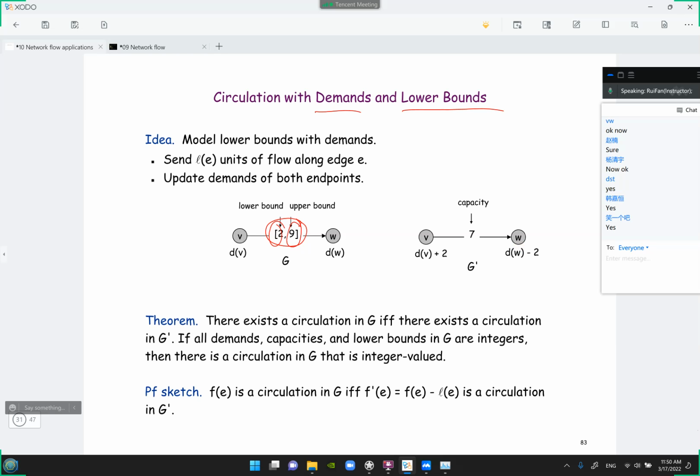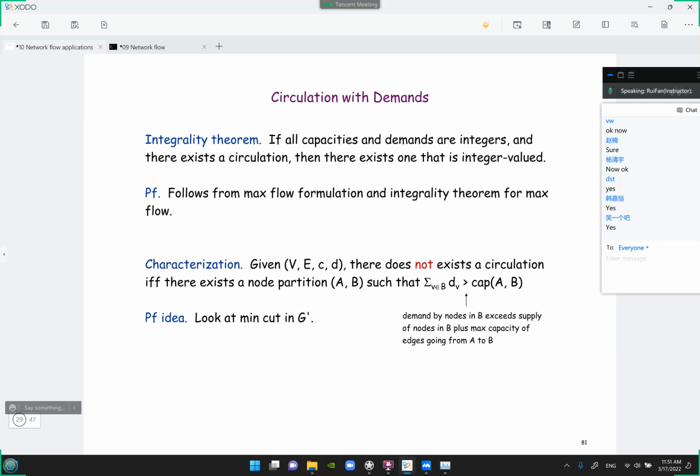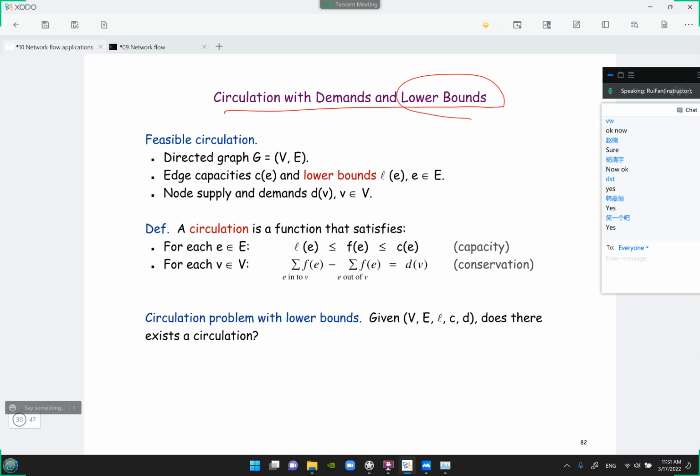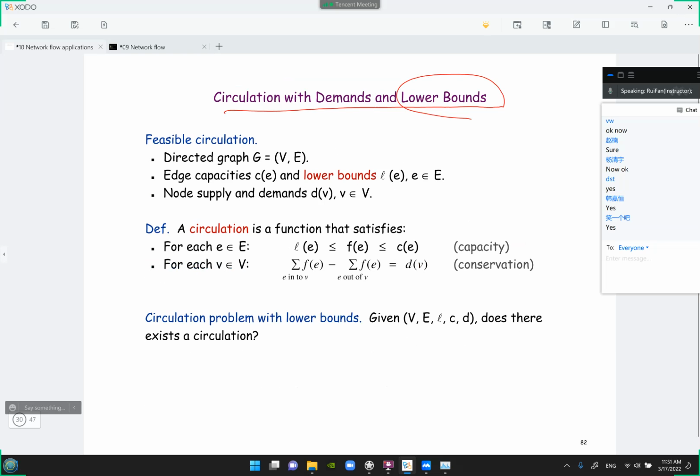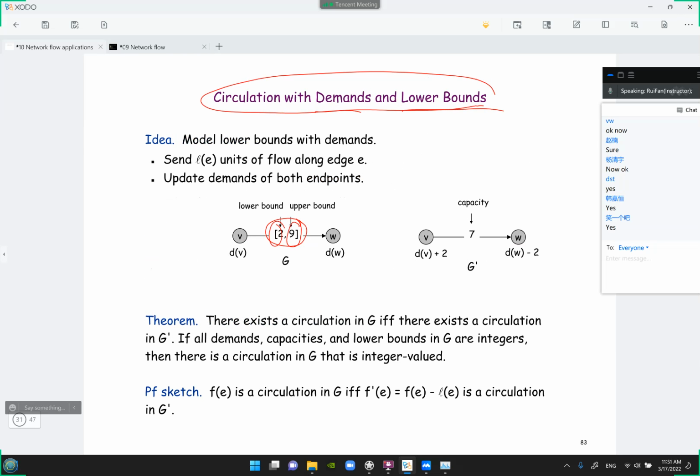It turns out that even though you add lower bounds, it's very easy to transform this problem into the original circulation problem without lower bounds. So this one doesn't have any lower bounds, and if you do have lower bounds, you can just transform it to the circulation without lower bounds. Therefore, you can solve this problem efficiently.